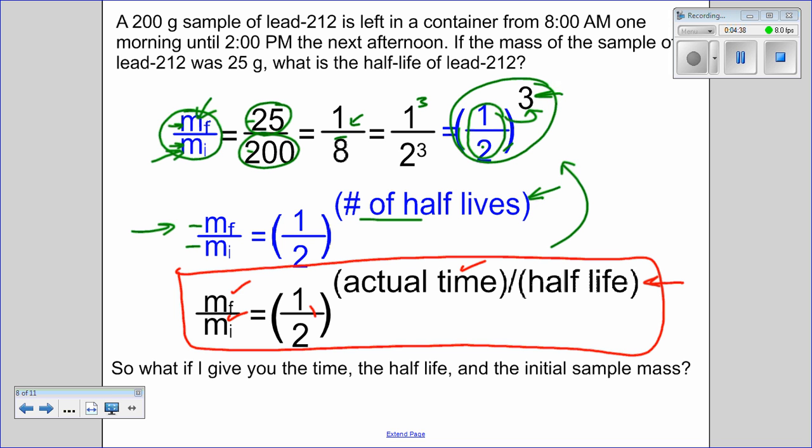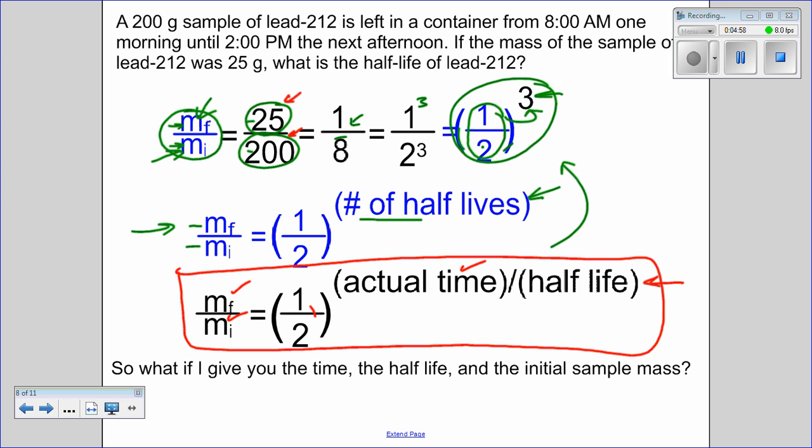All right. Now, that one is fairly easy to solve based on being able to just multiply by a half. And it just worked out that the final mass divided by the initial mass was exactly a power of 1/2. But it's not always going to be that case.